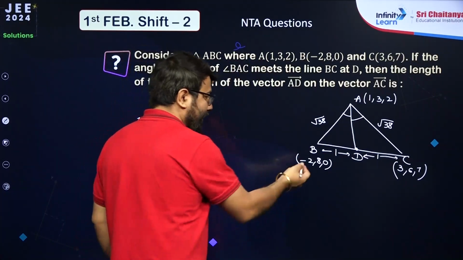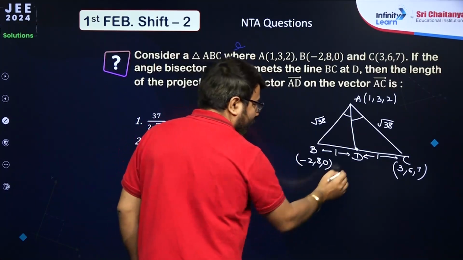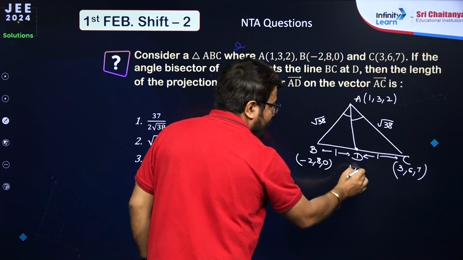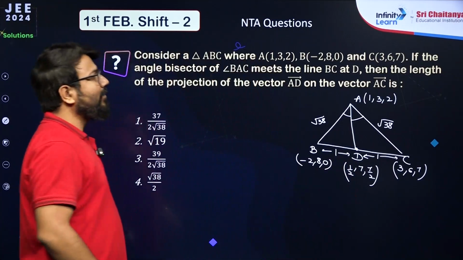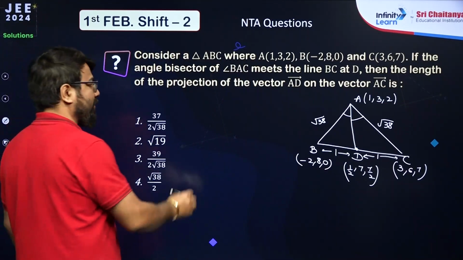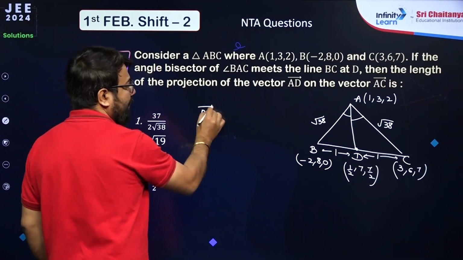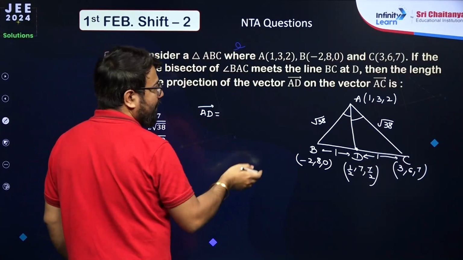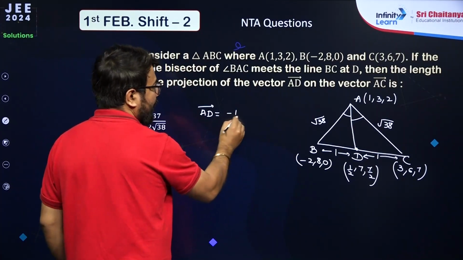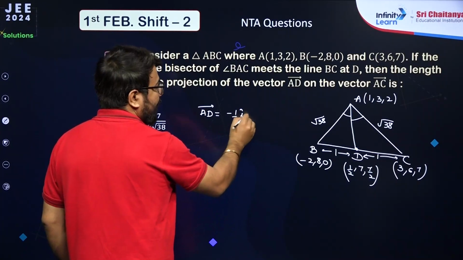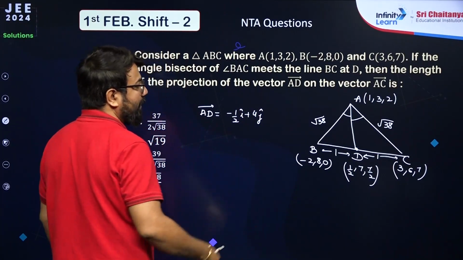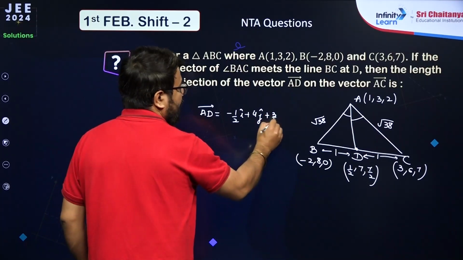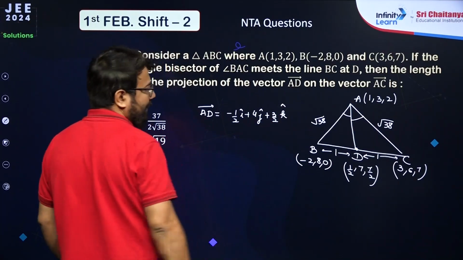If D is a midpoint, we can easily find the coordinates of the point D. So this will be half, then this will be 7, and this will be 7/2. From here, it will be very easy to get the AD vector. The AD vector will be minus half i cap, 7 minus 3, that is 4 j cap, 7/2 minus 2, that is 3/2 k cap. This is the AD vector.